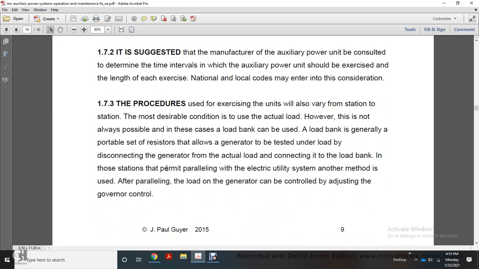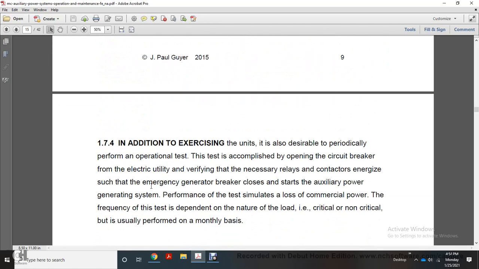173. The procedure for exercising units will also vary from station to station. The most desirable condition is the actual load, however, this is not always possible. In this case, a load bank can be used. A load bank is generally a portable set of resistors that allows the generator to be tested under load by disconnecting the generator from the actual load and connecting the load bank. In stations that permit paralleling with the electrical utility system, other methods are used. After paralleling, the load of the generator can be controlled by adjusting the governor control.